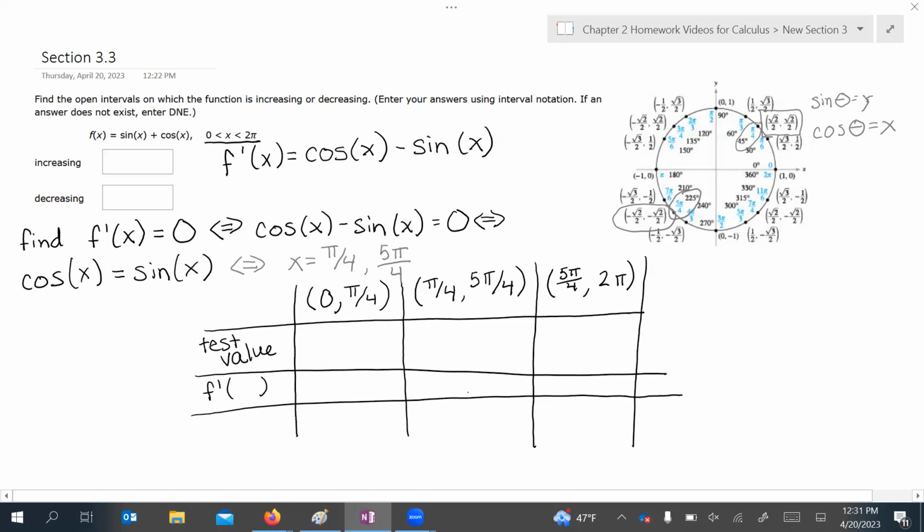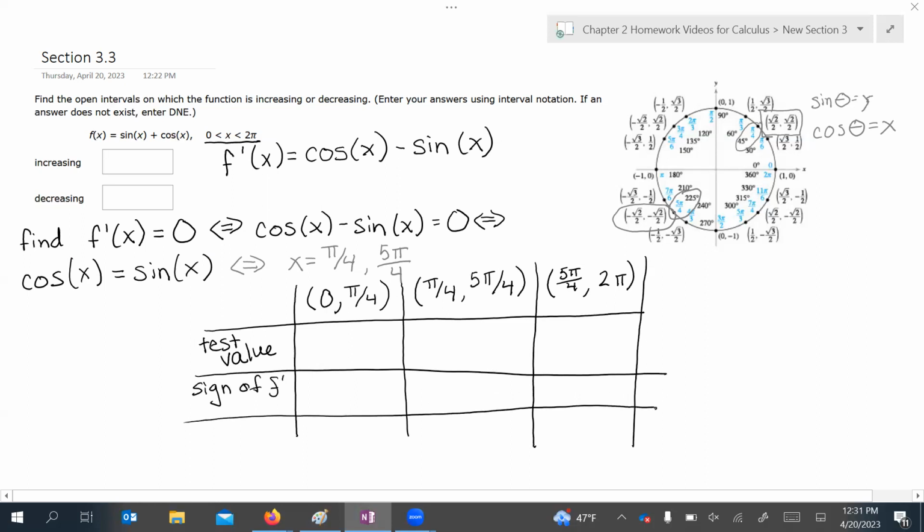Or what you could do is consider what's the sign of f prime, because again, we're not really concerned with what explicitly is f prime. We're just concerned with if it's positive or negative, and sometimes that can save us a little bit of time. And then what's the conclusion we can draw based on the sign of f prime for that given interval?